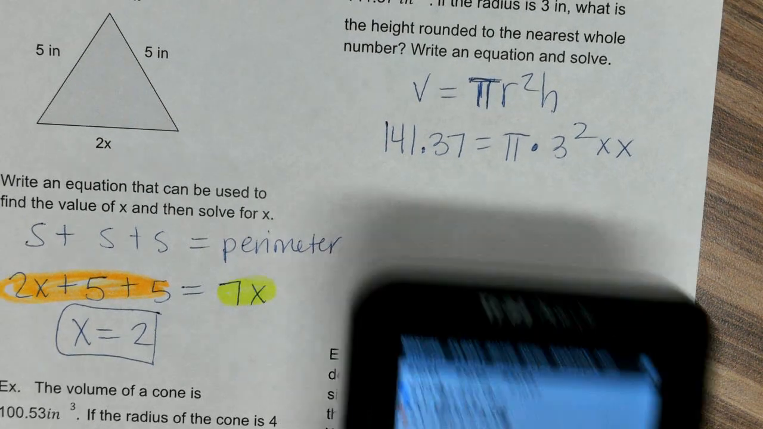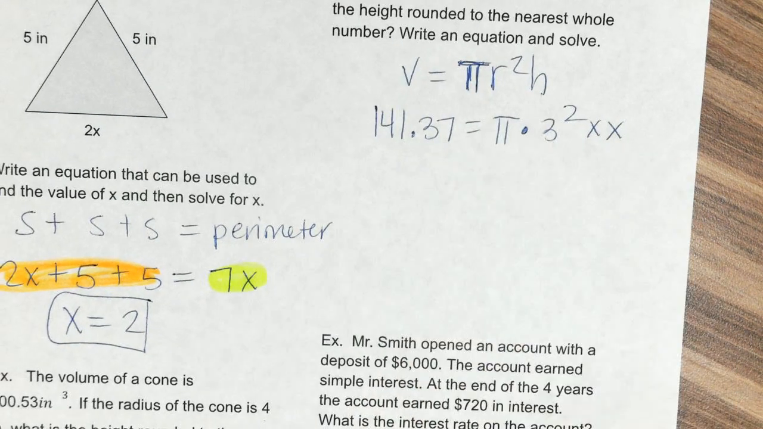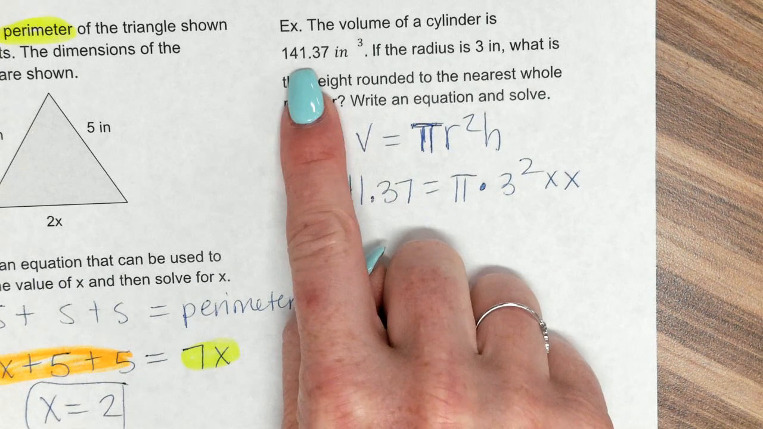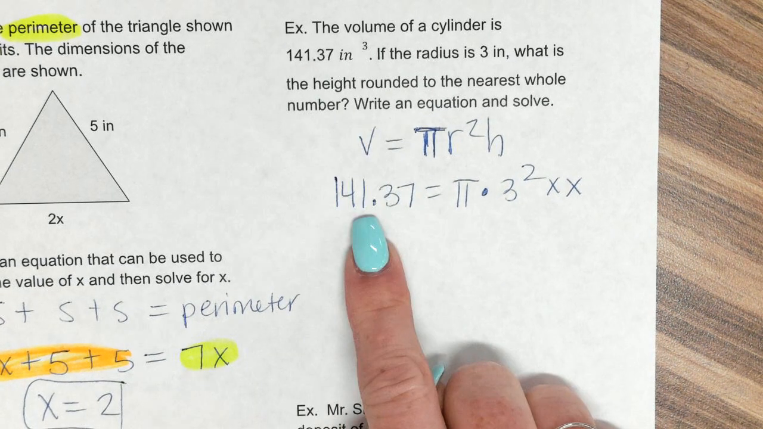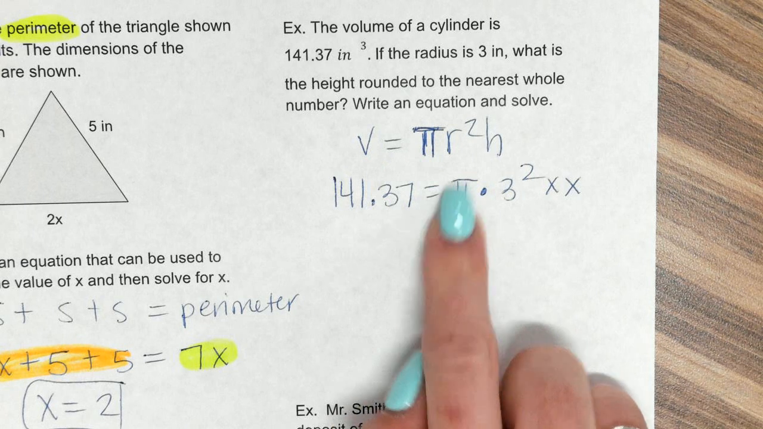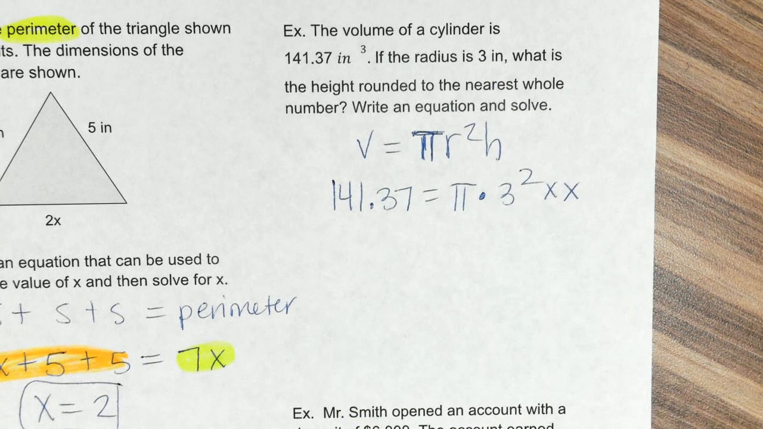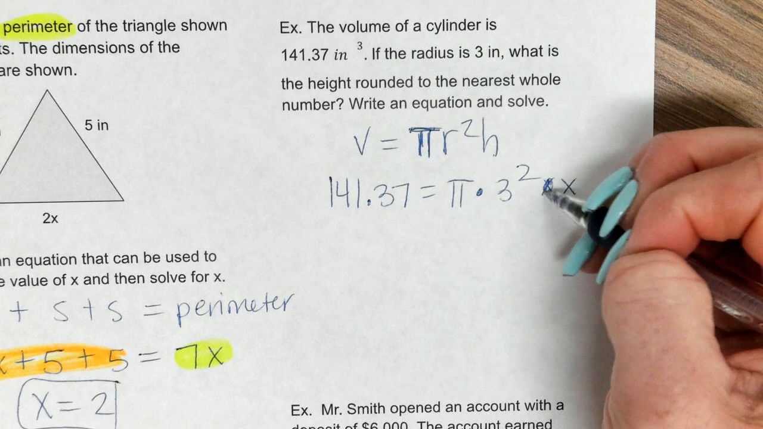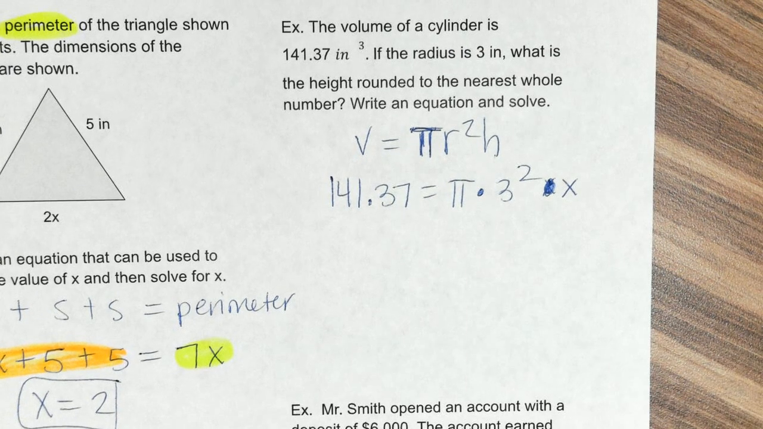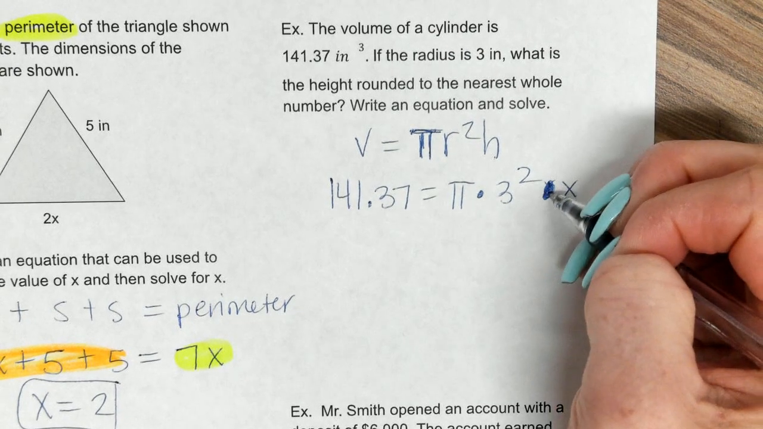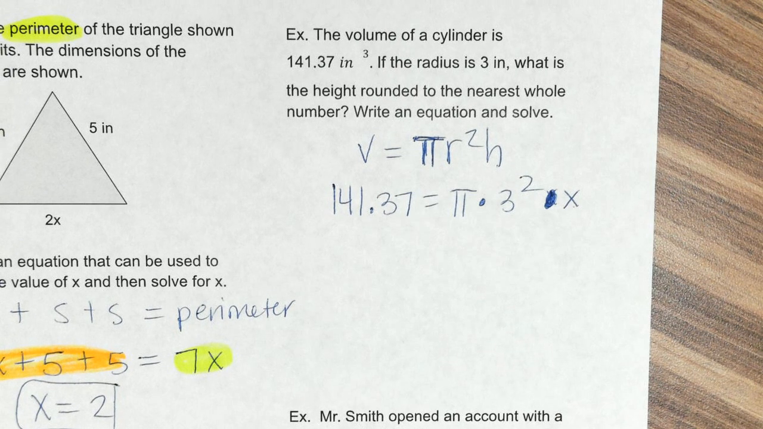Okay, did everybody get this filled out correctly? Let me explain. The volume was 141.37. Pi is pi. R was 3. And I don't know the height, so I called it x. I'll put a dot instead of a multiplication sign. So that's times x, the variable x.